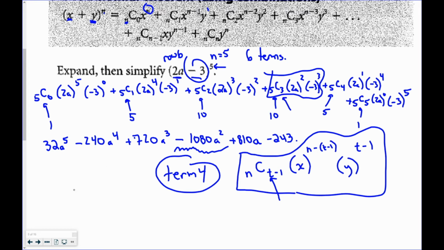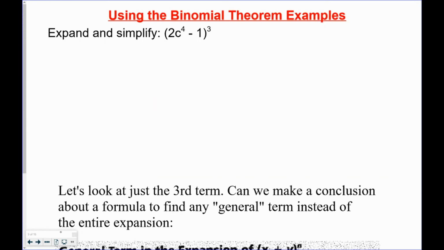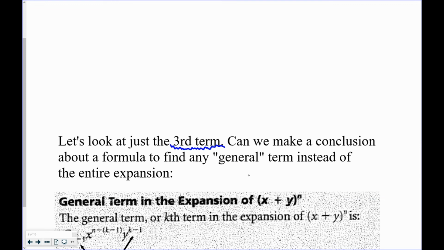Perfect. Delightful. I know, we saved the best topic for last in this course. Okay, so we can do a bazillion examples, and we should, because this stuff ain't easy. This one says expand and simplify this, and then down here it says let's just look at the third term. We've expanded so many of these now that I'm tired of expanding them. So why don't we just use our general term formula, instead of expanding the whole thing to find the third term. That's what I'm going to do.